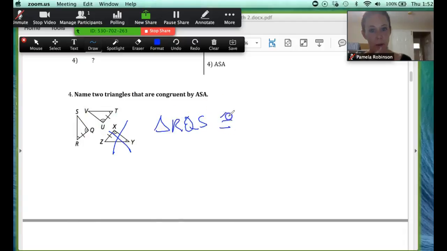is congruent to triangle. Since I started here with the 1 angle marking, I start here with the 1 angle marking. T, and then I went to the 2 angle marking with the Q, so I go to the 2 angle marking with the U. T, U, V. And there you have it. Make sure you label it in the proper order.